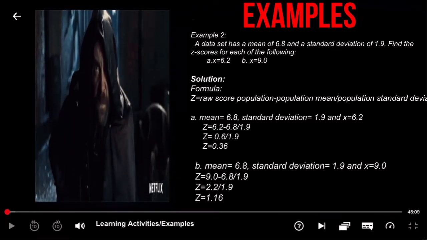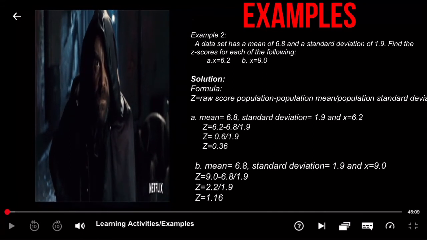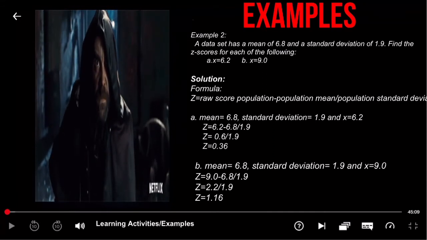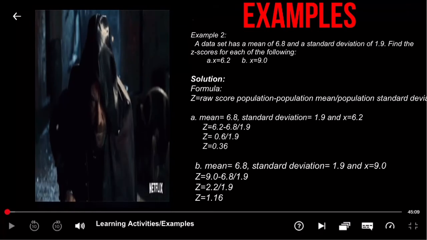And for our B, mean is equals to 6.8, standard deviation is equals to 1.9, and our x is equals to 9.0. So substitute, we get z is equals to 9.0 minus 6.8 over 1.9. Z is equals to 2.2 over 1.9. Then we get z is equals to 1.16. Since the z-score is positive, the score 9.0 is above the mean.